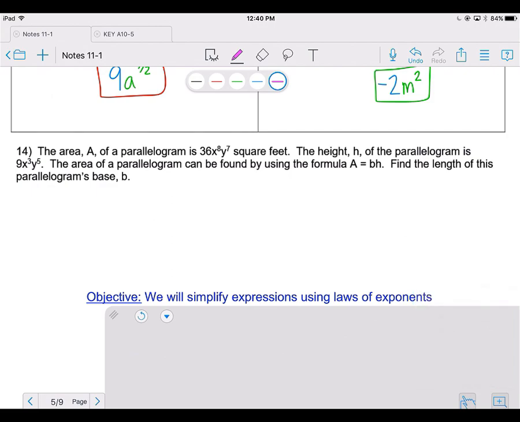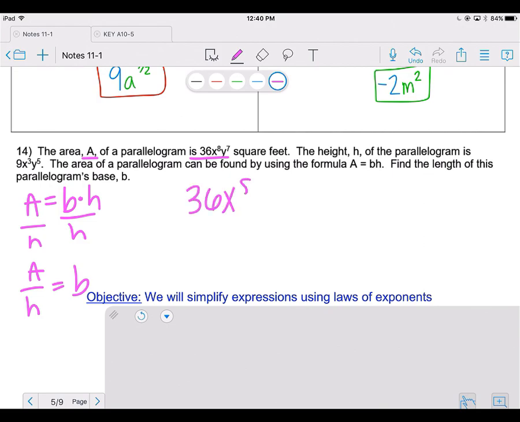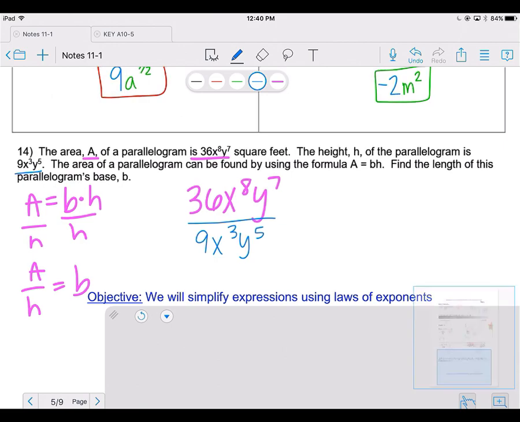For problem 14, they are giving us the area in square feet. So our area formula is base times height. They are asking us to find the base. So we will need to do area divided by height to find the base. So we will take our area and divide it by the height to find the base.